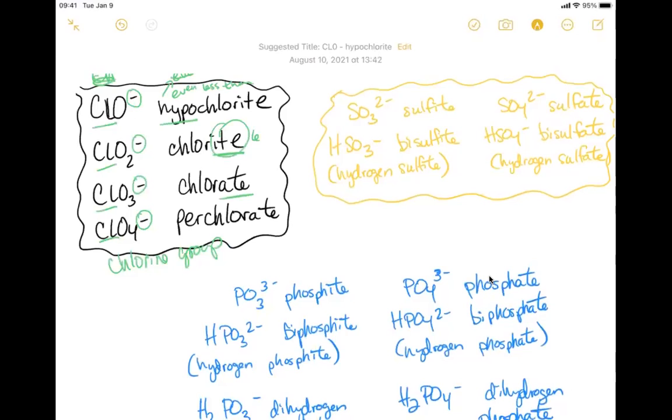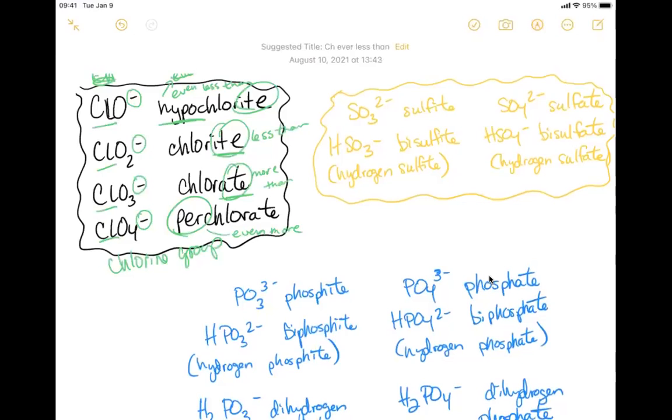So this means less than. This is less than, and adding hypo means even less than that. Then you've got chlorate, ate means more than. But because ClO4 has even more oxygen than chlorate, we add the prefix per, which is short for hyper. I guess we are too lazy to say hyperchlorate, so we just shorten it to perchlorate. So per is even more. And so the names reflect a relationship between the amount of oxygen. So that's the chlorine group.